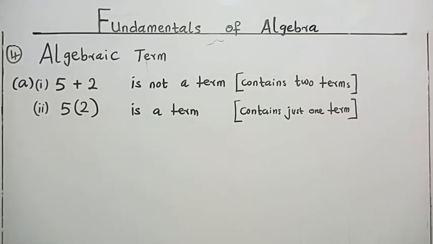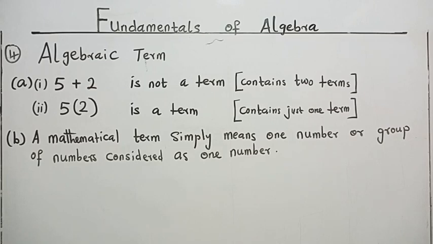Let us pay attention as the definition of a term comes up. Please watch out. Now here comes the definition of a mathematical term. It says, a mathematical term simply means one number or group of numbers considered as one number. Is that definition clear to you? Can you make sense out of it? Anyway, let me use the foregoing two cases to explain the idea expressed in this definition.